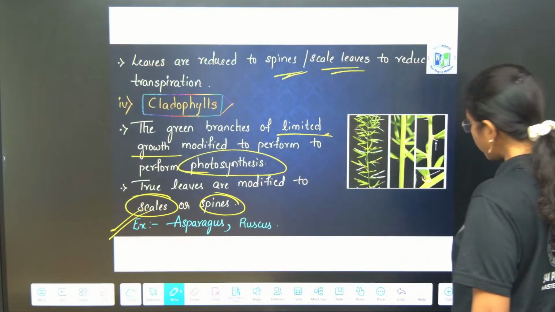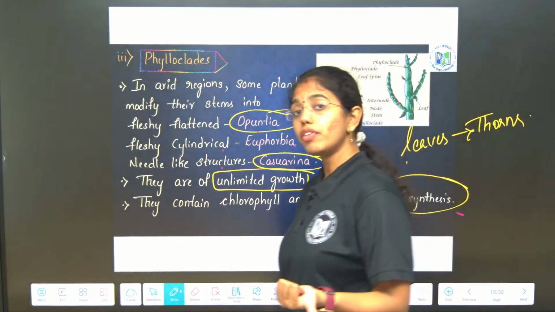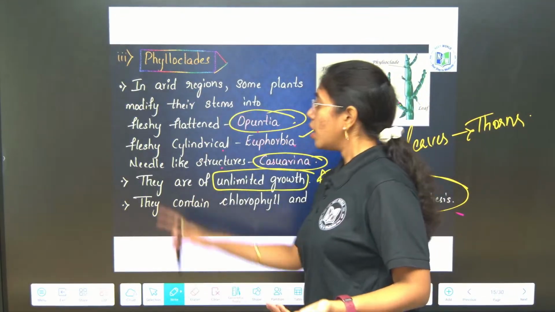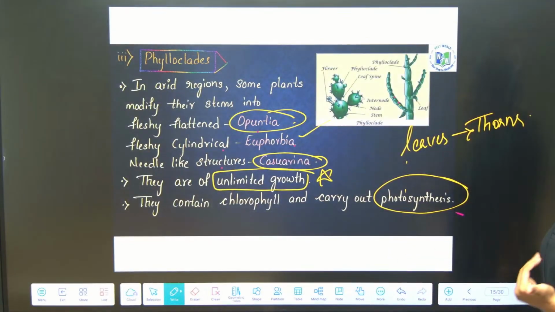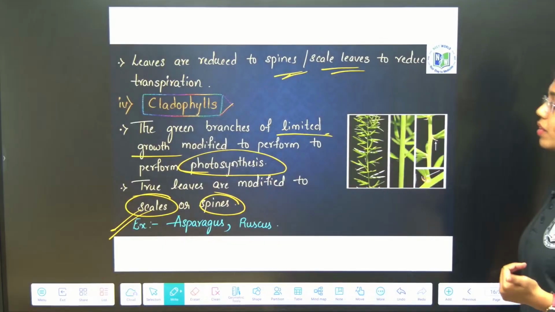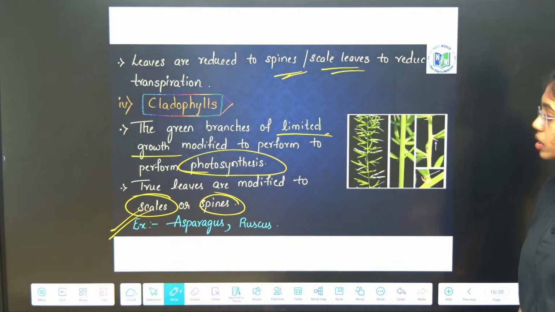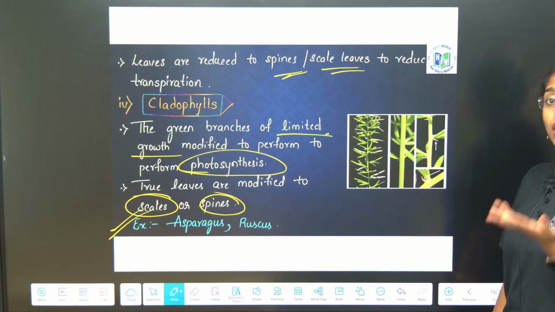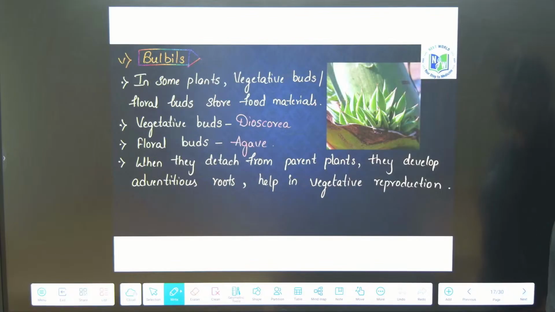I hope the difference between phylloclade and cladophyll is clear, no? Phylloclade is a modification in arid region plants: fleshy flattened opuntia, fleshy cylindrical euphorbia, needle like structures casuarina. Cladophylls have branches of limited growth for photosynthesis. These leaves are modified to what? Spines or scales. Okay, examples asparagus and ruscus.